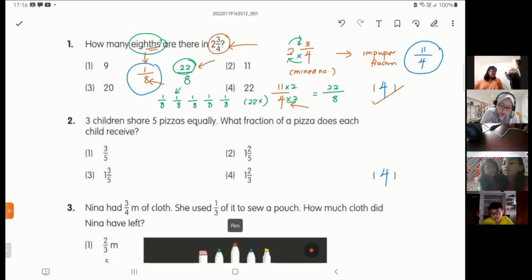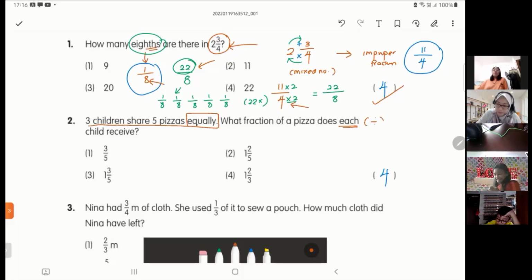Okay, next one. 3 children share 5 pizzas equally. What fraction of a pizza does each child receive? I know the word each means divide. You know this from P1 already, okay? So divide. What divided by what? I have 5 pizzas shared between 3 children. The item is 5 pizzas. How many children are there? 3 children. So 5 divided by 3 equals 5 out of 3.